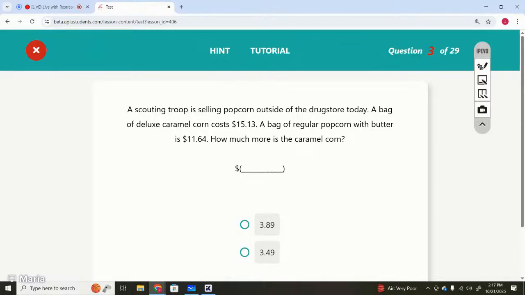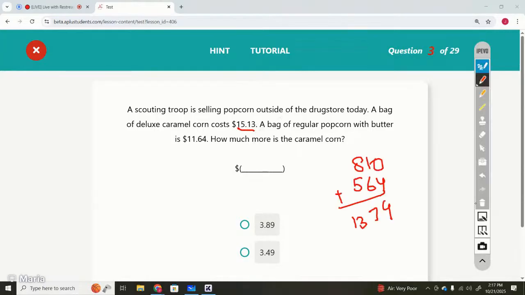A scouting troop is selling popcorn outside the drugstore today. A bag of deluxe caramel corn costs $15.13. A regular bag with butter is $11.64. How much more is the caramel corn? So caramel corn costs more than the buttered popcorn. So 15.13 take away 11.64. So let's just subtract.